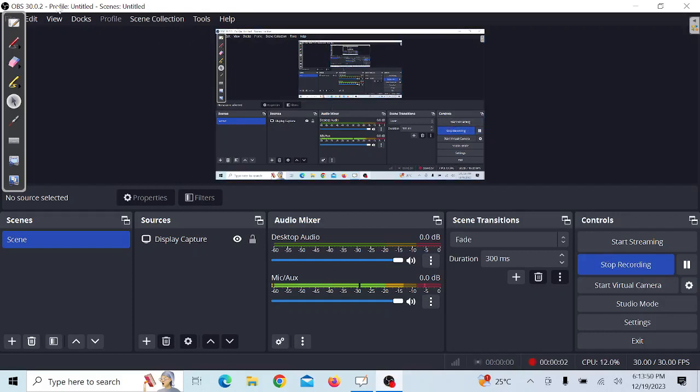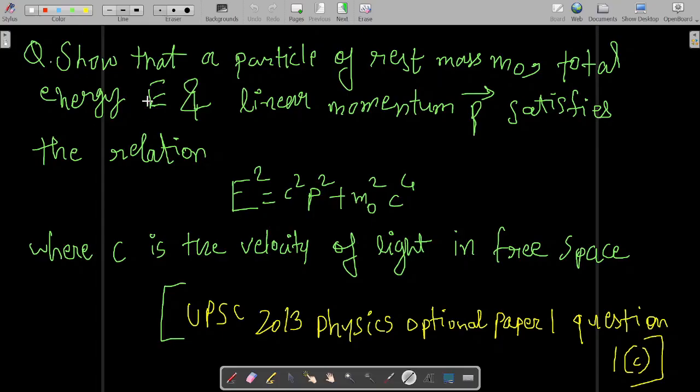We will look at question number 1C of UPSC Physics Optional 2013. The question says: show that for a particle of rest mass m0, total energy E, and linear momentum P vector, the relation E square equals C square P square plus m0 square C to the power 4 holds.